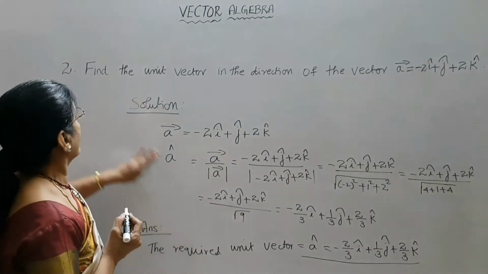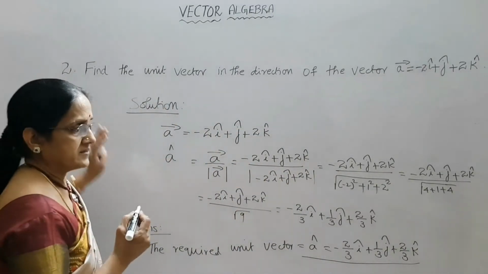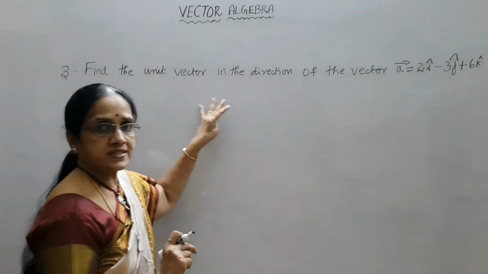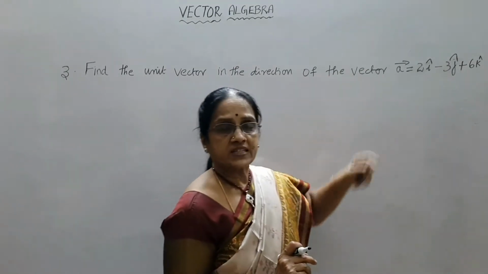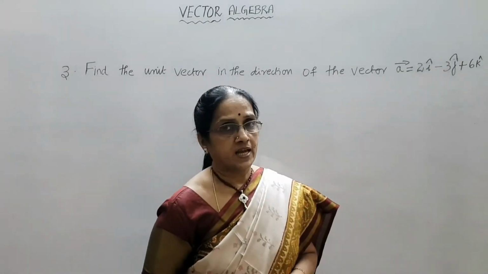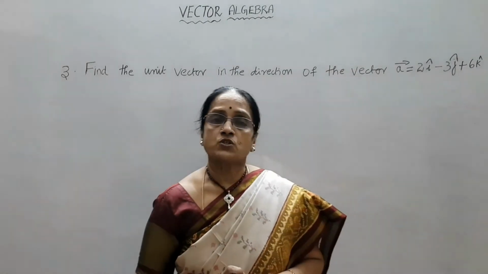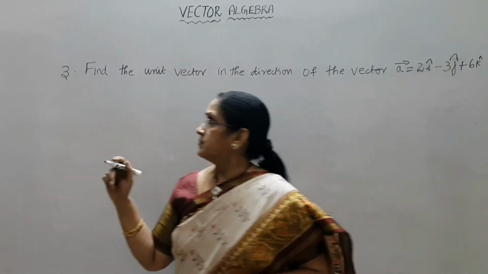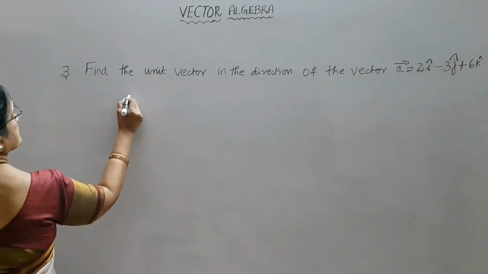Now let us move on to question number 3. In this question, once again you need to find out the unit vector in the direction of the vector A vector is equal to 2i cap minus 3j cap plus 6k cap. This particular question was asked in 2011 Delhi compartment paper. Let me do it now. Solution.